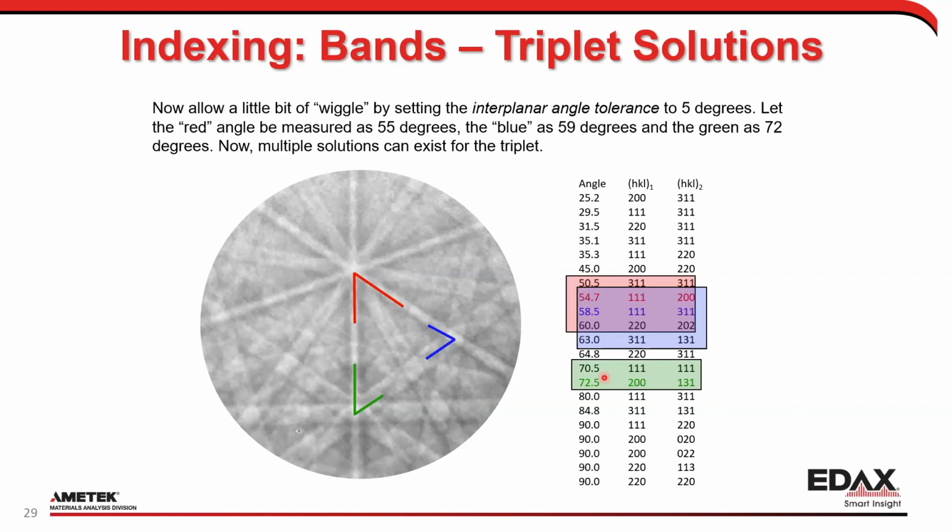Now, this is a good time to say we're not just using triangles here. A triplet doesn't have to be a triangle. It's basically any 3 intersecting lines, but triangles are just easier for most people to visualize.